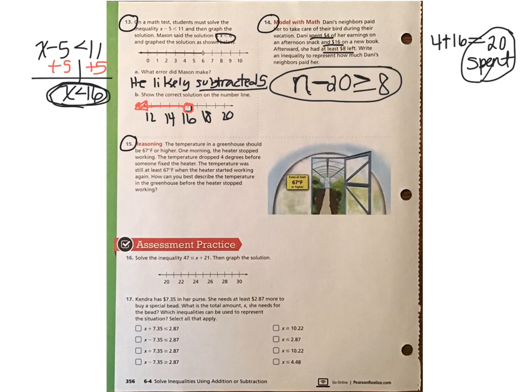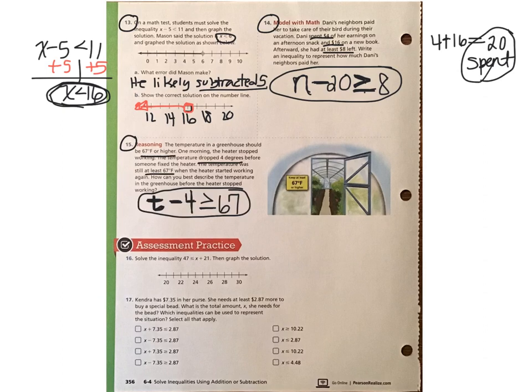Then that amount, it says she had at least $8 left, which means she might have had more. At least means that amount of money or greater. So the inequality n take away 20 is greater than or equal to 8 represents this situation. Now go ahead and try number 15. Stop the video, try it on your own, and come back and check your answer when you're finished.